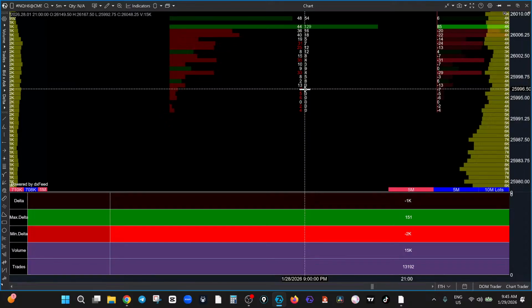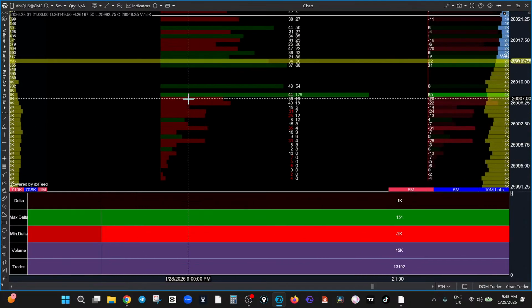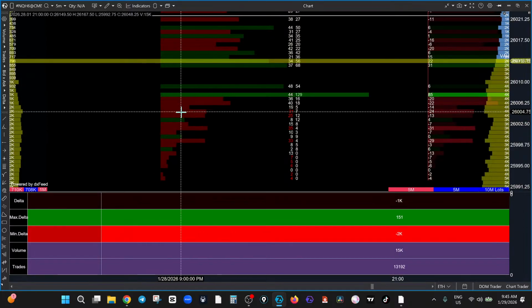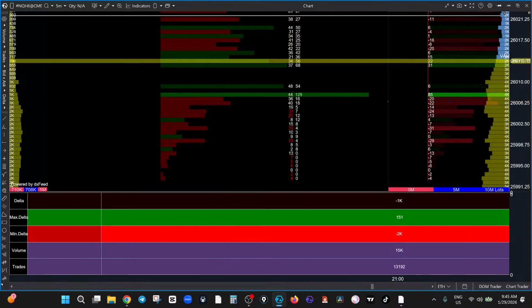Okay. So as they were eating the bid, you can see all these sell volumes coming in, but they were unable to push price. What happened there? It diminished. The sell from this volume, high volume, came low. That is a sign of absorption.